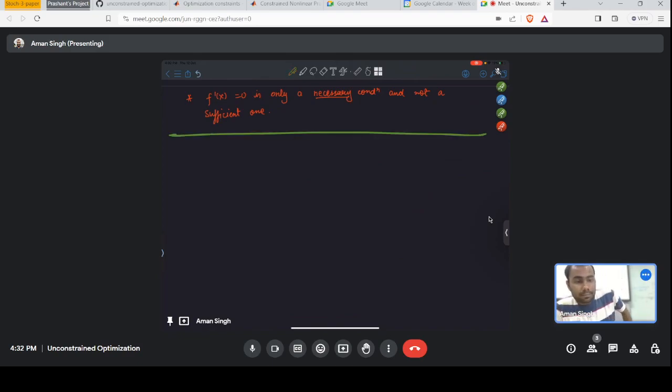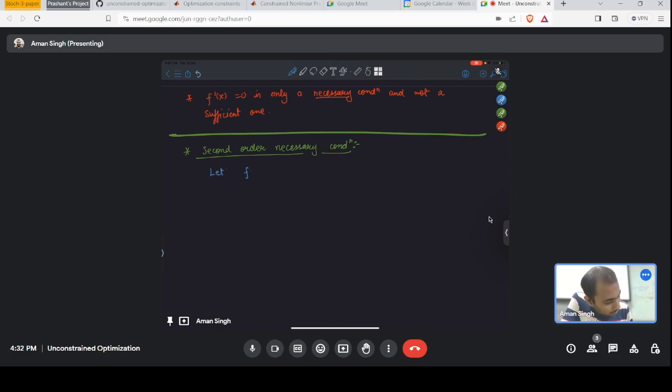Now, but we saw this is not enough. Like only first order necessary conditions are not enough to find a local minima. So what we'll do, we'll define second order necessary conditions. Please note it is still a necessary condition only. It's not a sufficient one. So we'll first define it and then we'll talk about it and explain it.